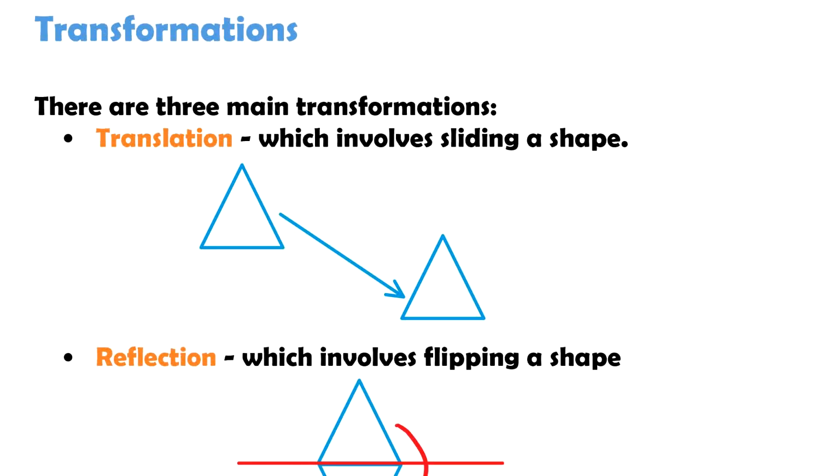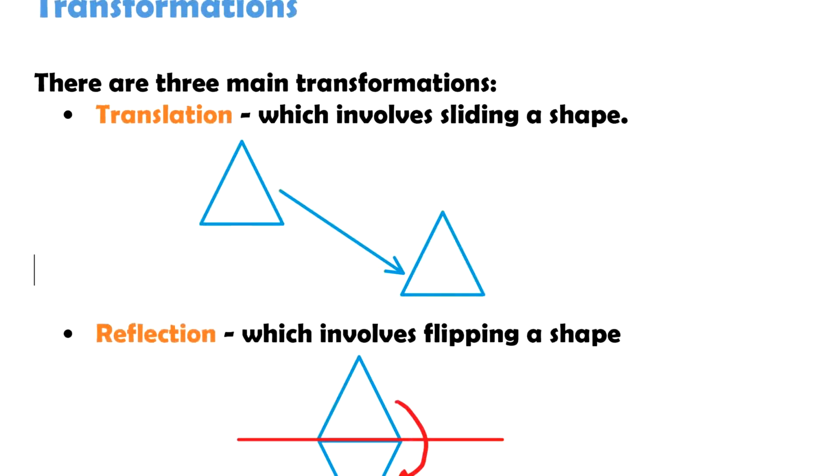In this video, we're looking at what we call transformations. There are three main transformations, and these are known as translation, which involves sliding a shape in one direction. It could be any direction, it doesn't have to be just in that downwards right position, as you can see in the example. But it involves just moving the shape.